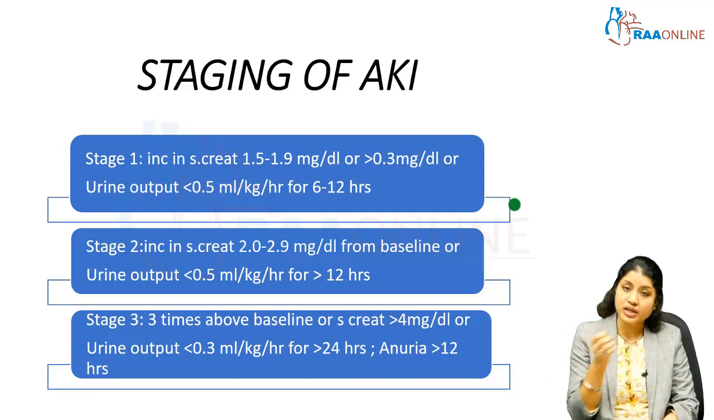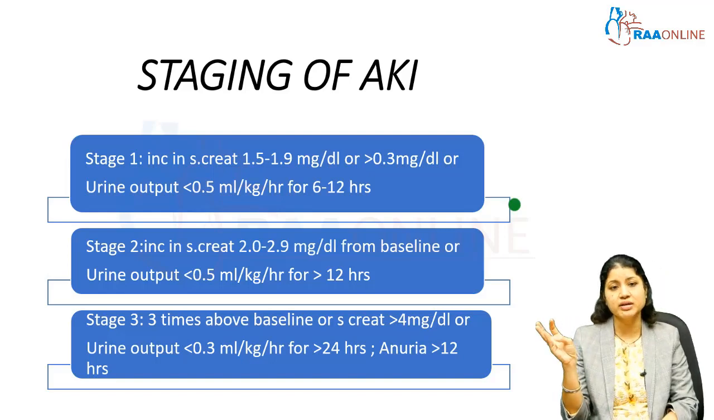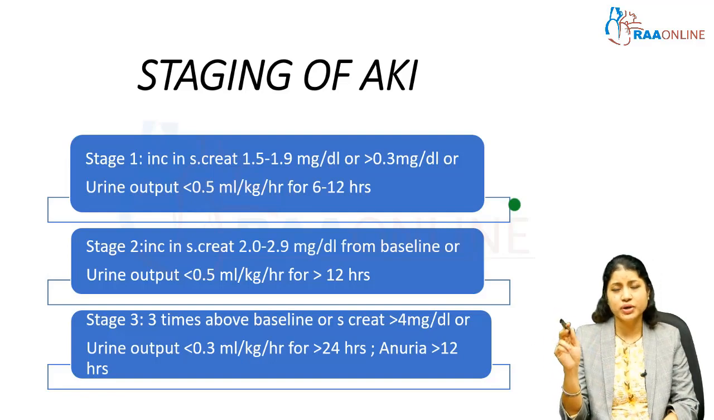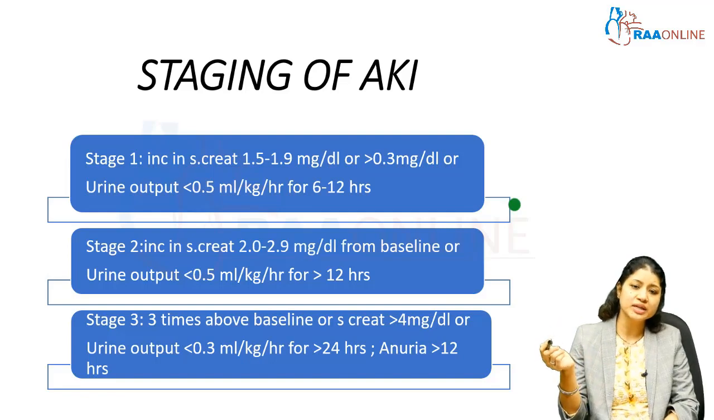Remember, this staging is very important and is a very important question when it comes to the theory exam as well as your practical. So, always remember stage 1, stage 2, stage 3. For creatinine, stage 1 is 1.5 to 1.9, stage 2 is 2 to 2.9, stage 3 is 3 times above baseline, or a serum creatinine value of more than 4 milligram per dL. When it comes to urine output criteria, stage 1 is 0.5 ml per kg per hour for 6 to 12 hours, stage 2 is 0.5 ml per kg per hour for more than 12 hours, and stage 3 is complete anuria for 12 hours or less than 0.3 ml per kg per hour for more than 24 hours.